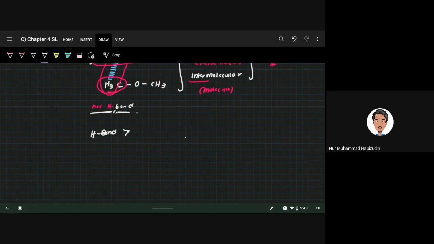Hydrogen bond is stronger than dipole force, and dipole force is stronger than London force. In IB we also assume London force is a van der Waals force. So if you find a question that says van der Waals, it refers to London force. Okay, this is in terms of strength.